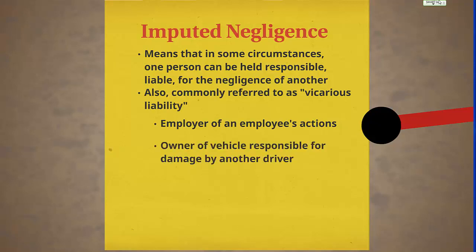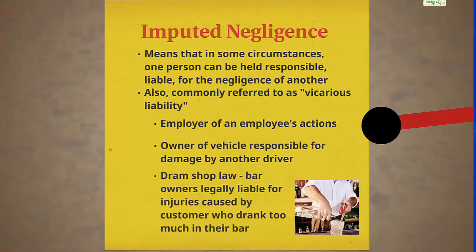The owner of a vehicle is responsible for the damage by another driver if they give that person permission to drive their car. Another example is dram shop laws, where bar owners are legally liable for injuries caused by a customer who drank too much in their bar and goes out and, for example, causes a car accident. The imputed negligence would be that the bar could be sued for the resulting injuries and damages.